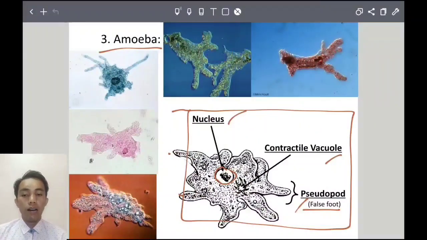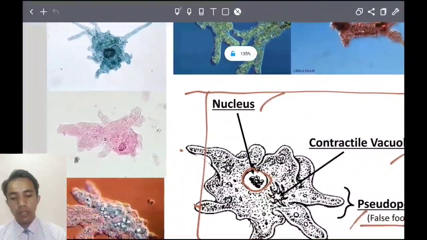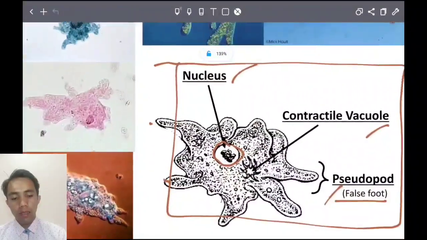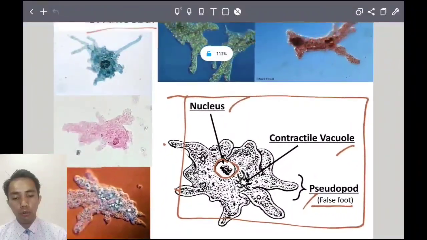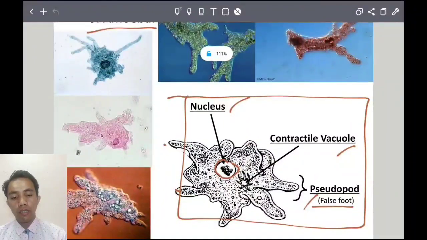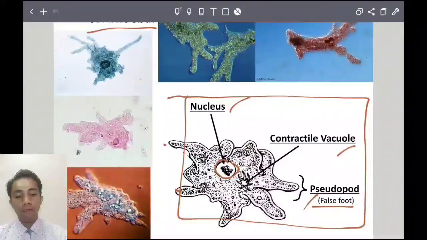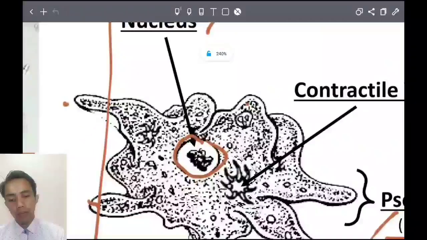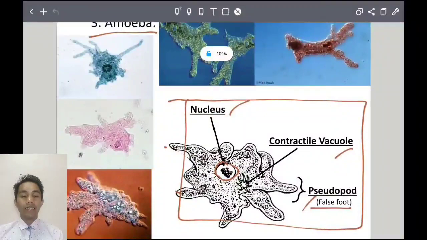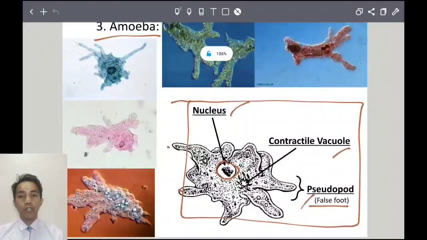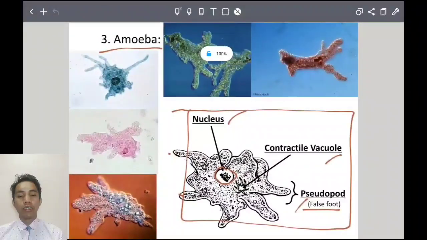Number 3 is amoeba. So amoeba is like this picture here. They have a false foot to move, and they have a nucleus in the center. The contractile vacuole is also here. You see this picture. Okay, so let's watch some video about this microorganism.